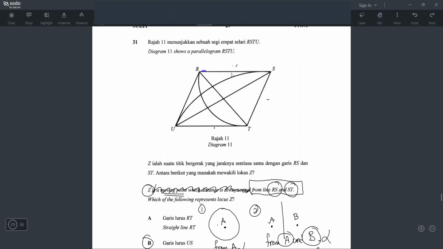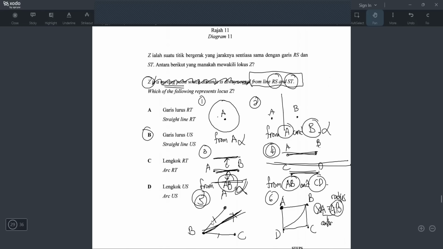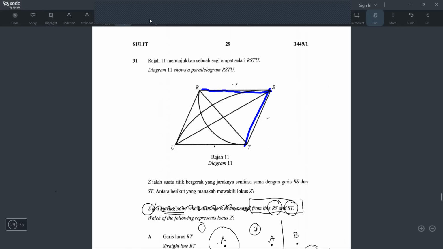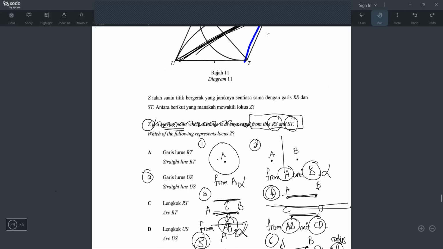So RS is this one. ST is this one. So can you see a V shape? If it's a V shape, which type? It's definitely type number 5. So I have to cut it in the middle. When I cut it in the middle, it will be a straight line, not a curve like that. So the answer is B. That's why B is the answer.